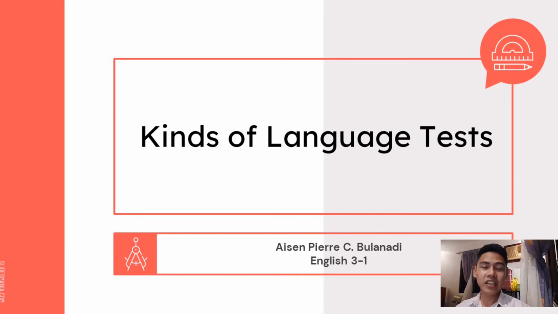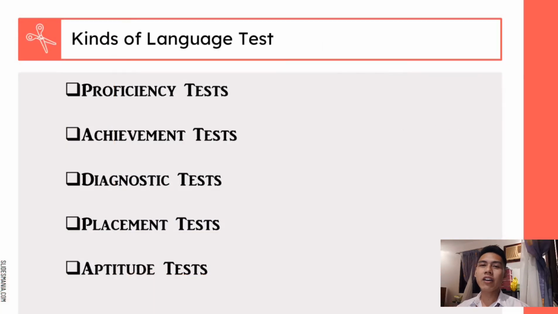Now, as a guide to creating such tests, we have different kinds of language tests. We have the proficiency test, achievement test, diagnostic test, placement test, and the last one, aptitude test. So we have the proficiency test.